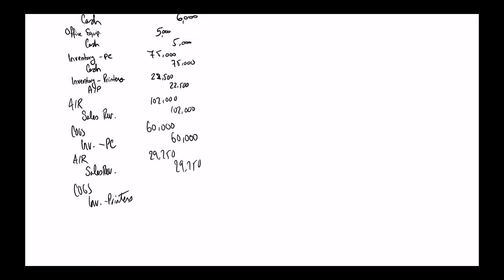And for our cost of goods sold, that's going to be 39 printers times the 450 we paid for them. And that's going to be our 17,550.